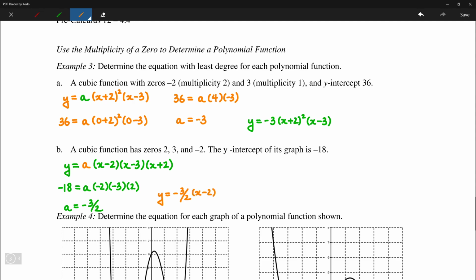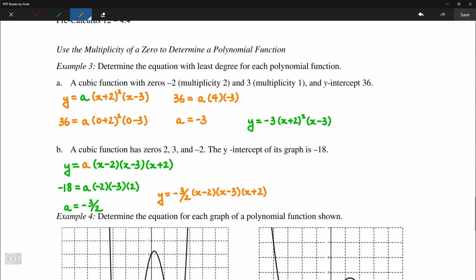The other piece is there's another form of this question that could be asked, and that is instead of giving the y-intercept, a specific point on the graph could be given. So for example, let's say the cubic function has zeros 2, 3, and negative 2, and goes through the point x equals 2, y equals 9, or something like that. So we can substitute both the x and y value and solve for a. It will be very similar to what we just did.